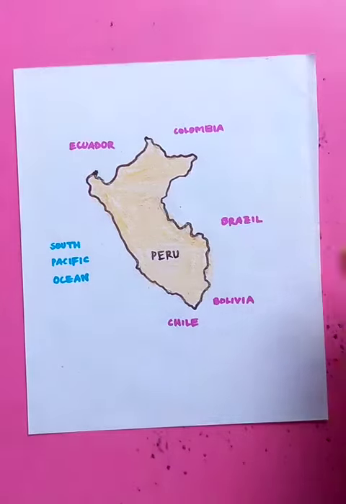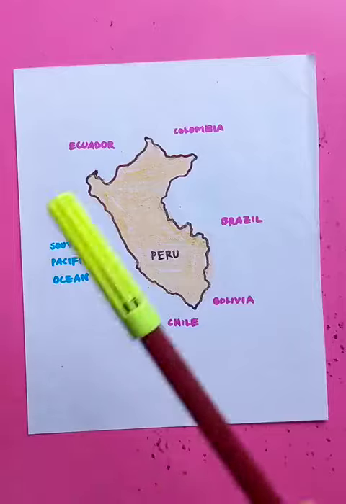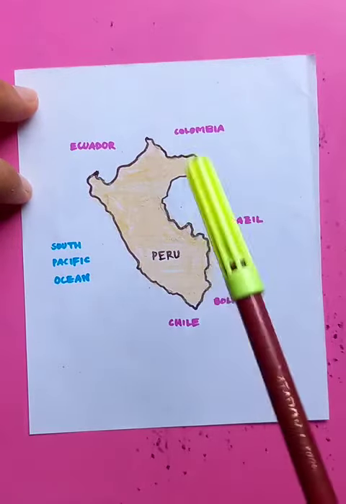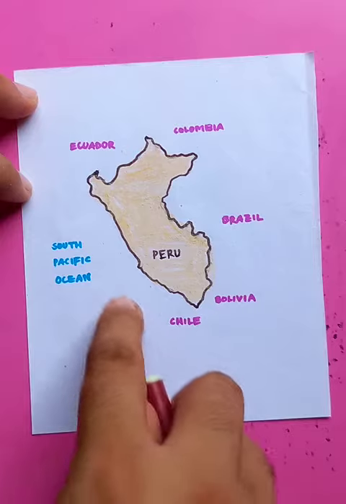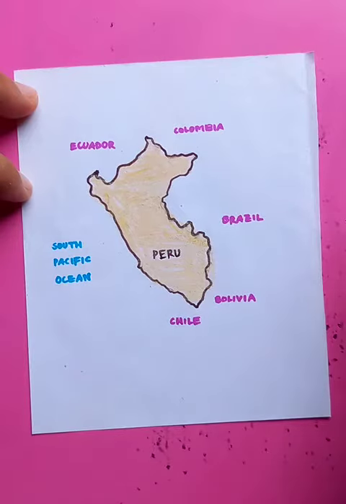All right, so there's the shape of the map of Peru. You can see the bordering neighbors. Ecuador and Colombia are on the northern side. On the eastern side you can see Brazil, and on the southern side Bolivia and Chile. Chile is a very linear country, and on the west side you can see the South Pacific Ocean.